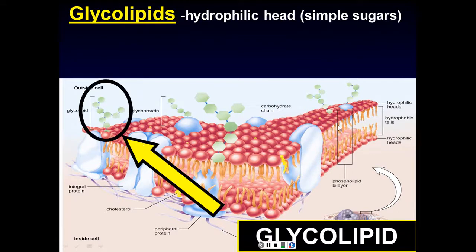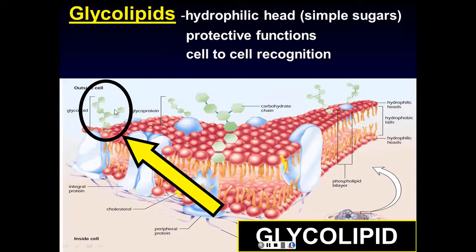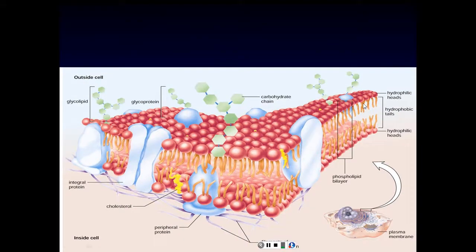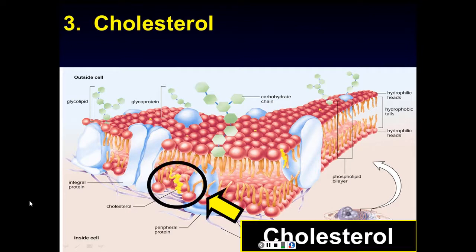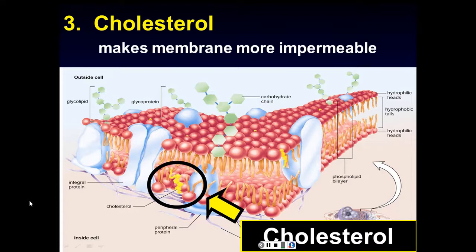The second lipid is called a glycolipid. It's over here. The outside portion right here is the glyco part. It actually is hydrophilic. These molecules within the membrane serve to protect the cell. It has some protective functions, and in addition to that, it plays a role in cell-to-cell recognition. The third lipid is this squiggly little yellow thing right there. It's called cholesterol. Very important right there. The presence of cholesterol in the membrane actually helps to make it more impermeable. Okay, so let's go to the proteins now.